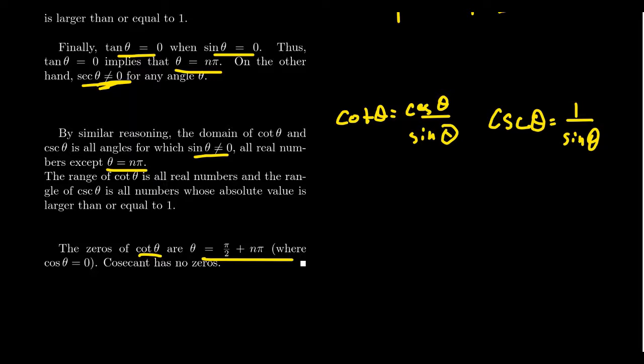In terms of their range, same basic thing as before. We'll go into more details about this later. Cotangent can equal all real numbers, and cosecant, if you take its absolute value, is always greater than or equal to 1. That is, cosecant is either larger than or equal to 1 or less than or equal to negative 1. Sort of the opposite of what sine is doing. And we'll get into those details later on.